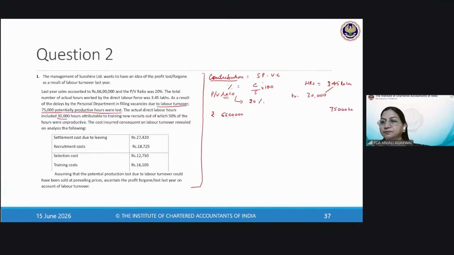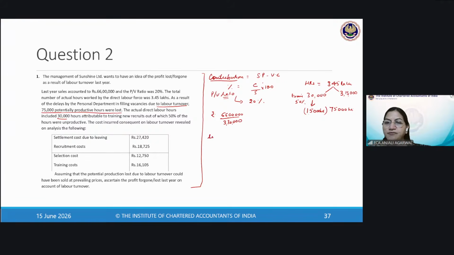training. And in this training period, they were only 50% effective and 50% unproductive. So this 30,000 hours, which is included in 3.45 lakh, should be counted as only 15,000 hours. So technically, out of this 3.45 lakh, 15,000 should be subtracted. So truly speaking, you have worked for only 3,45,000 minus 15,000, 3,30,000 hours.